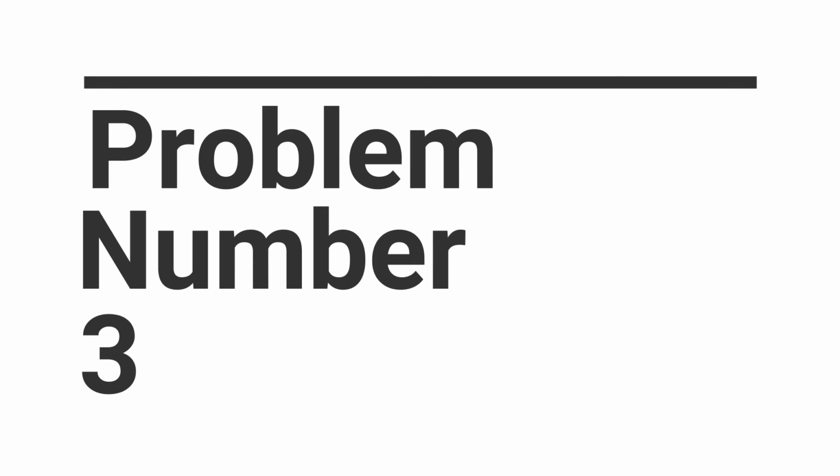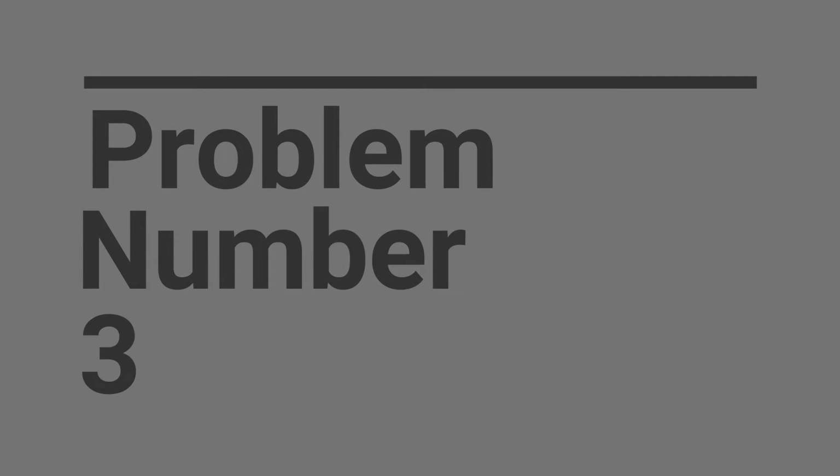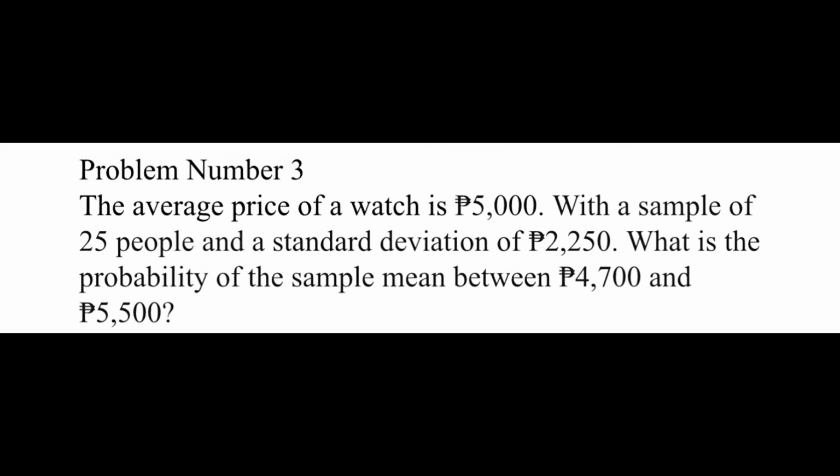Let us proceed to our last question. Problem number 3. The average price of a watch is 5,000 pesos. With a sample of 25 people and a standard deviation of 2,250, what is the probability of the sample mean being between 4,700 and 5,500?